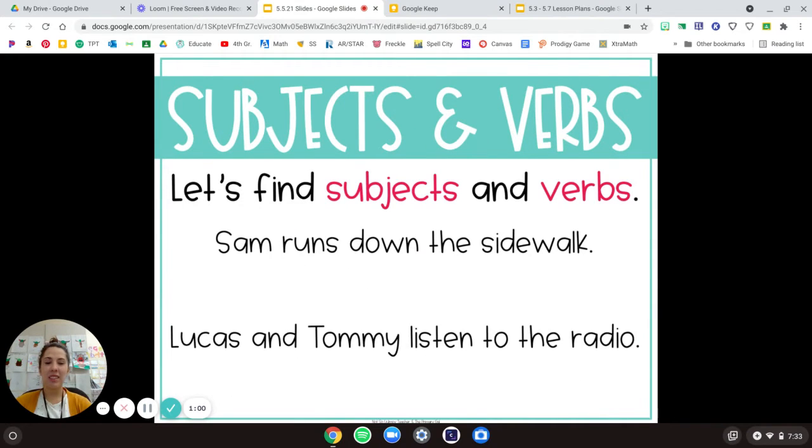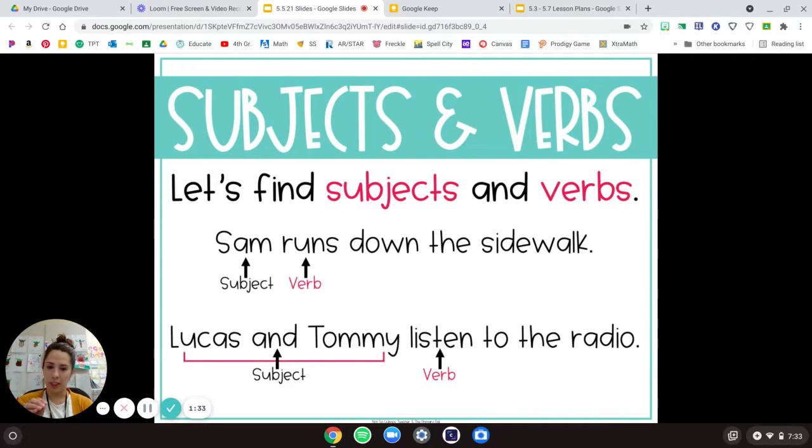Awesome. So let's practice finding our subjects and verbs. So we have Sam runs down the sidewalk, and Lucas and Tommy listen to the radio. So you try these, see if you can figure out what is the subject in each sentence and what is the verb or verbs for both of these sentences. All right, let's see how you did. The subject in the first one was Sam, and the verb was runs. But in the second sentence, Lucas and Tommy are both our subject. So our verb then is listen.